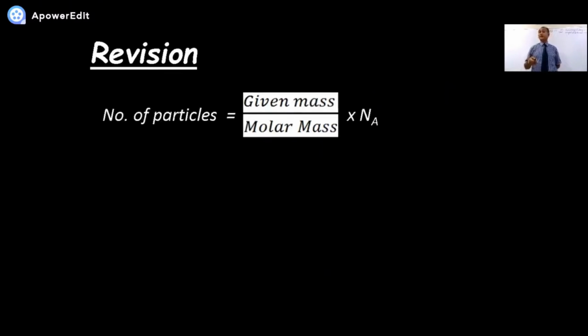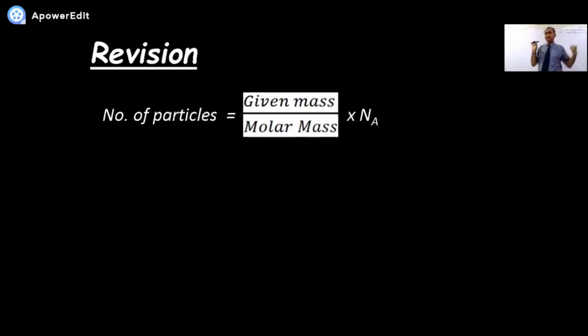And what do you mean by number of particles? Particles could be atoms, could be molecules, could be ions, whatever you say. Number of particles is a general term. If you have an elemental substance like aluminum, like carbon, like gold, like silver, then all of these contain what? Atoms. Suppose I have 50 gram of carbon, then it must be containing what? Atoms.